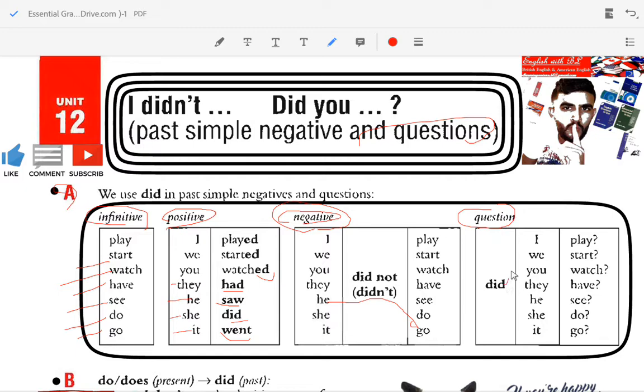Question form: Did I play? Did we start? Did you watch? Did they have? Did he see? Did she do? Did it go? And this is past simple positive, negative, and question.